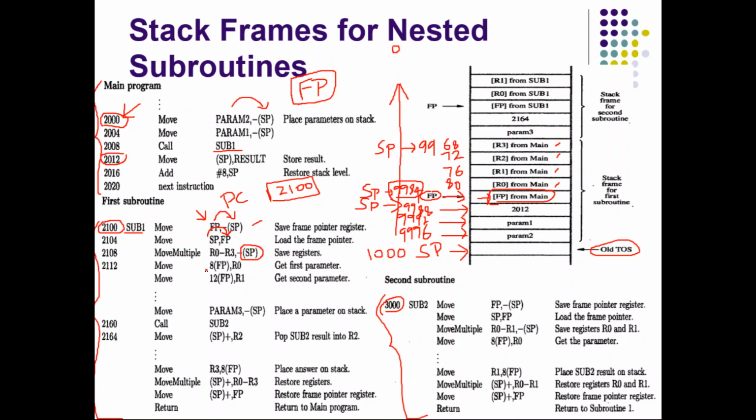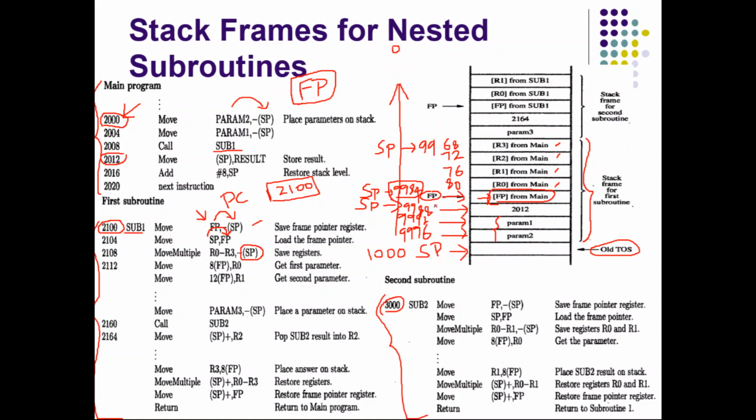Then what we are doing: move 8 of FP comma R0. See now the role of FP comes in. Why we are using FP, now you can appreciate. This part of the stack only belongs to subroutine 1. It only contains the entries corresponding to subroutine 1. You can see these are the two parameters that are passed to subroutine 1, and these are R0, R1, R2, R3 values from the main function.